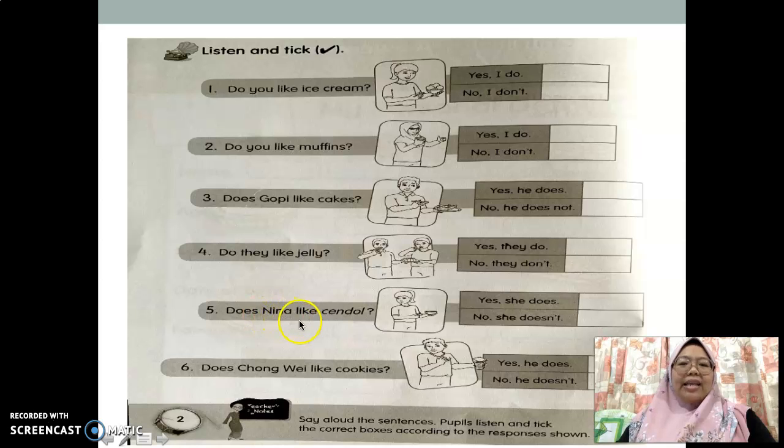Does Nina like chendol? Yes, she does. Or no, she doesn't. And last question is, does Chongwei like cookies? Yes, he does. Or no, he doesn't.